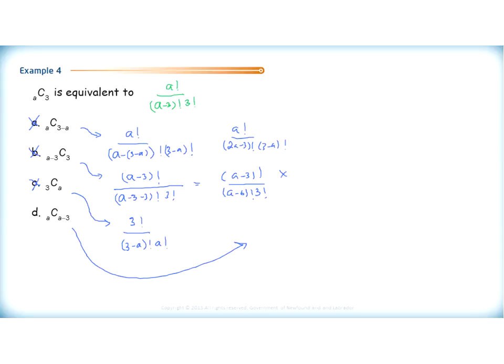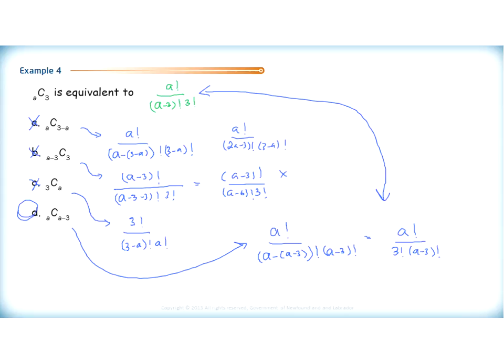And finally, let's try D here. A factorial over A subtract 3 factorial times A subtract 3 factorial. Let's simplify it. A subtract 3 is 3 factorial times A subtract 3 factorial. Compare the two, you can clearly see that D is indeed the correct answer, isn't it? The correct answer is D.